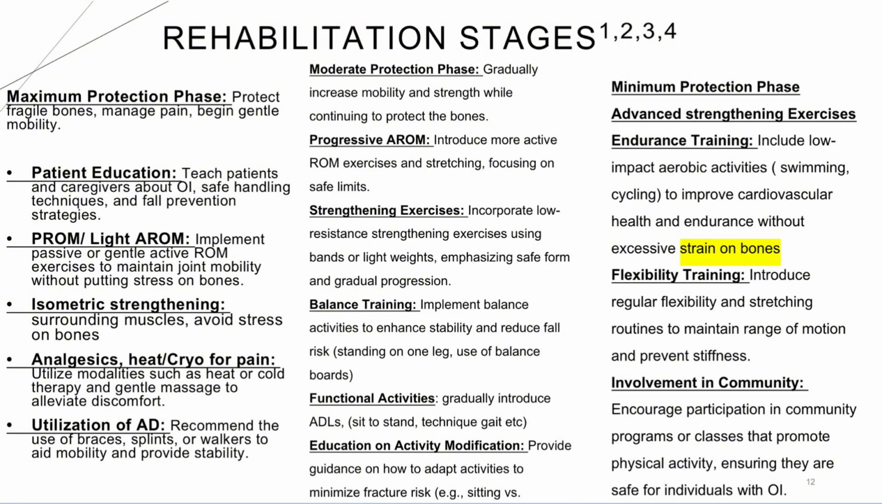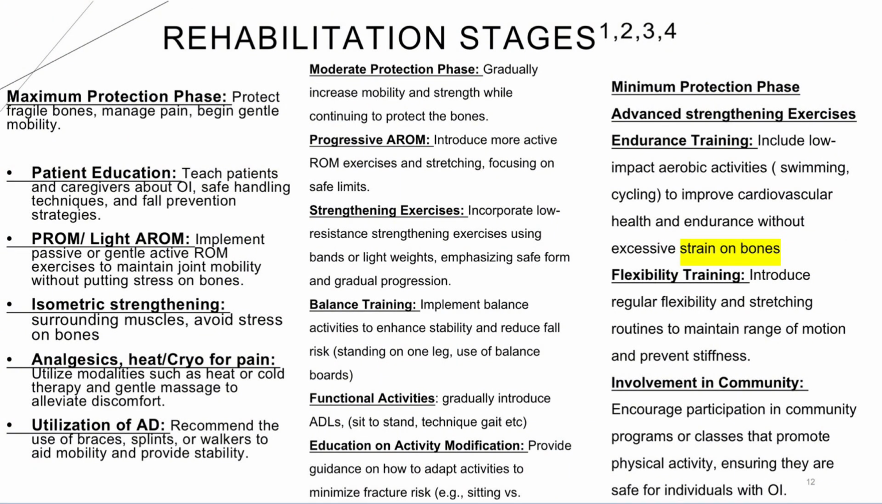Then lastly, you've got education on activity modification. So just providing guidance on how to adapt activities to minimize fracture risk, stuff like that. All right, so the last one we've got is the minimum protection phase. In this one, you continue to advance the strengthening exercises. You can start adding in some endurance training, probably some low impact stuff like swimming, cycling. Try not to put too much stress on the bones with your activity there.